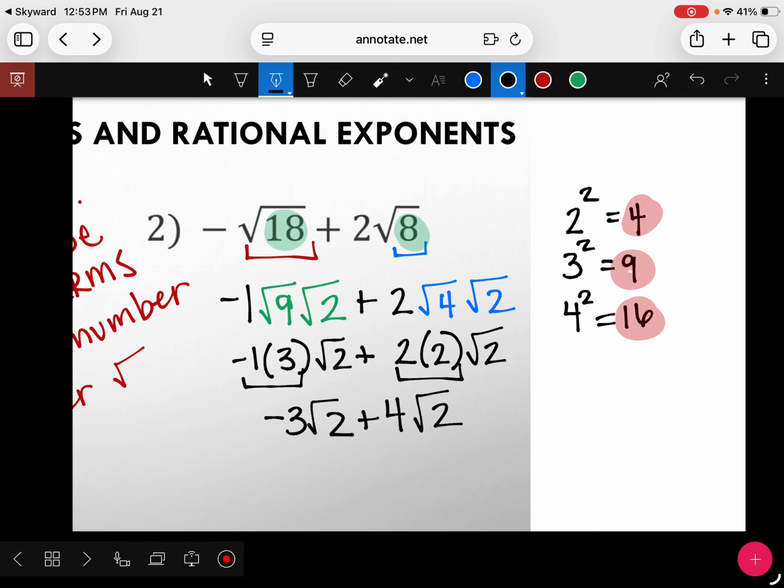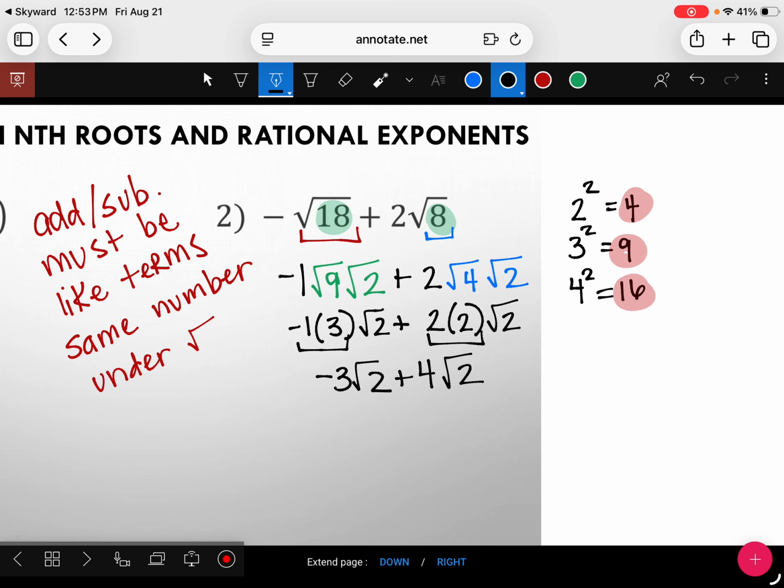Are they like terms? In order to be like terms, they have to have the same number under the square root, and they do. So what that means is I can add the number in front. So this is like saying -3x plus 4x. We're just adding the coefficients. So -3 plus 4 would just be 1. So my final answer is just the square root of 2. You can put the 1 in front of it. It's like you don't have to put a 1 in front of x. We all know that x means 1x. So square root of 2 means 1 square root of 2. And that would be your final answer.